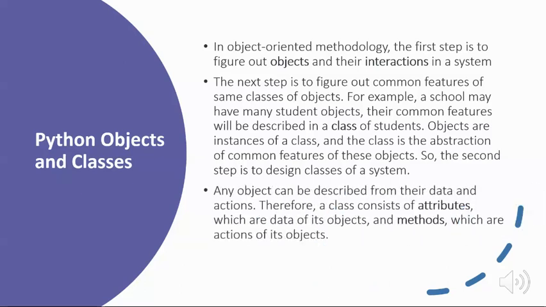Any object can be described from the data and actions. Therefore, a class consists of attributes, which are data of their objects and called data members, and methods, which are actions of their objects and are called function members. Python is an object-oriented programming language.